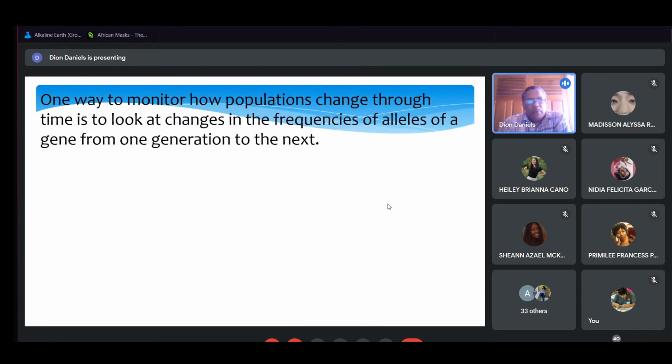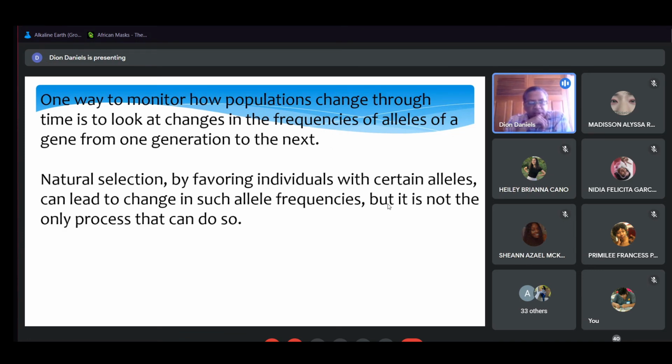One way to monitor how populations change through time is to look at changes in the frequencies of alleles of one gene from one generation to the next. So you can study different populations, and you can see, all right, the frequency of this particular gene was X amount, but 10 years down the road, the frequency of that allele has changed. What caused that change in the frequency of that particular allele? All right, is it natural selection? Is it mutation? Or is it something else?